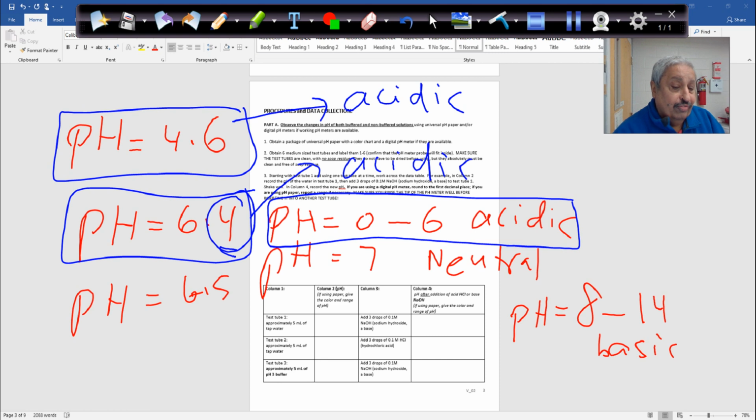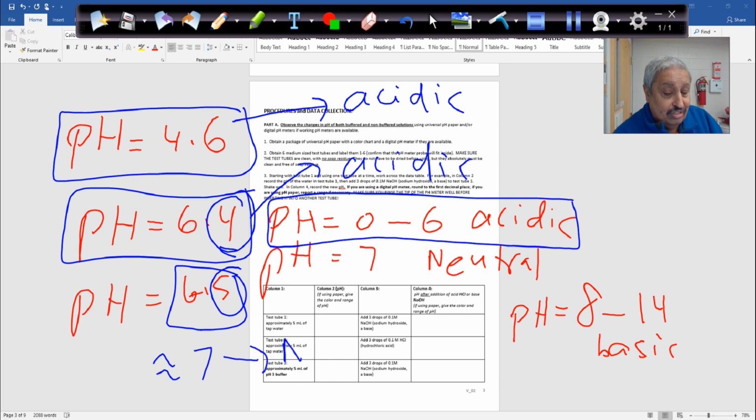How about 6.5? This one is what? This is 5 here, so it rounds to 7. This one is neutral. So you have to watch for the litmus paper, which will give you two colors. The color will be in between colors, and then you can estimate 6.5, 6.4, and if we have a pH meter back there, you can get the idea. But if it's 5 and above, you round it to the next value.